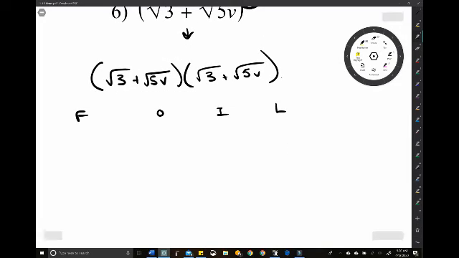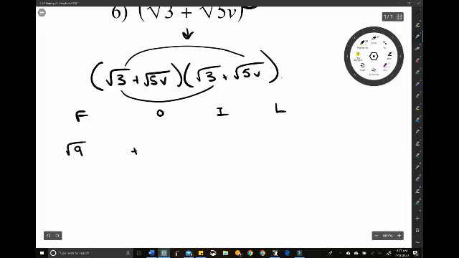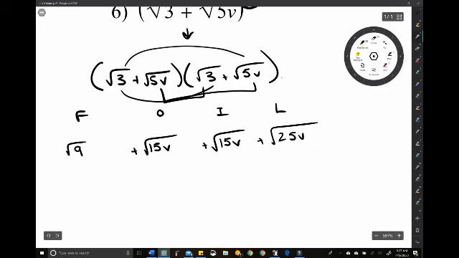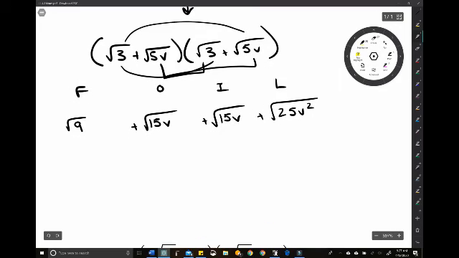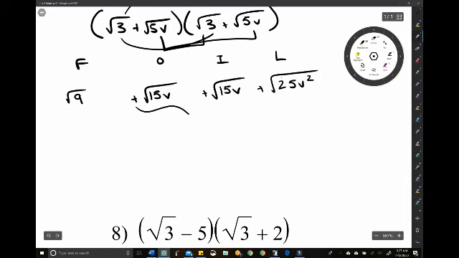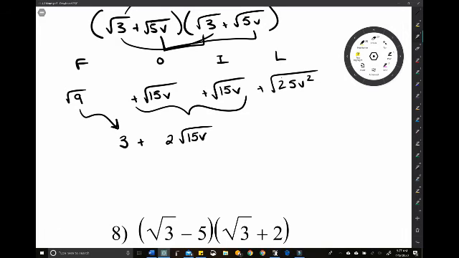Okay, so square root of 3 times square root of 3 is square root of 9. Outers, plus the root of 15v. Inners, another root of 15v. And last, root of 5 times 5 is 25, and then v squared. Okay? Simplify. So, add like terms. The square root of v's are the same, so I have 2 of them. Square root of 9 is just a 3. And the square root of 25v squared is simply 5v.